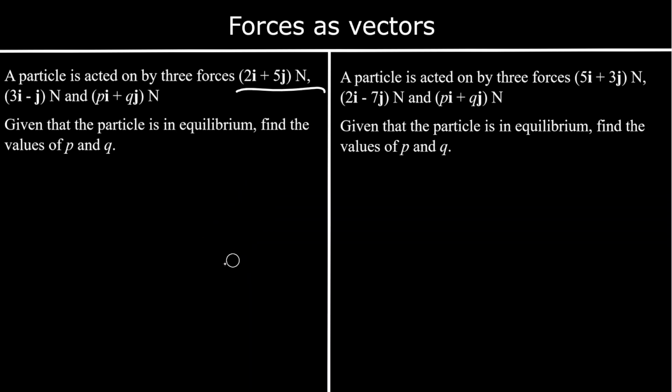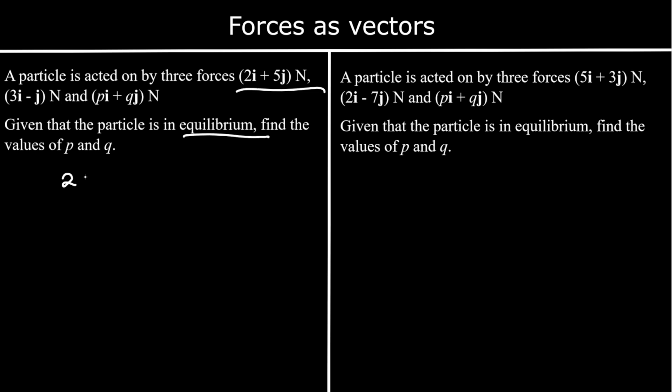Given that the particle is in equilibrium, that means the forces are balanced. Forces left equal forces right, and forces up equal forces down. We need to find the values of p and q. So the i's have to add up to 0, and the j's have to add up to 0.